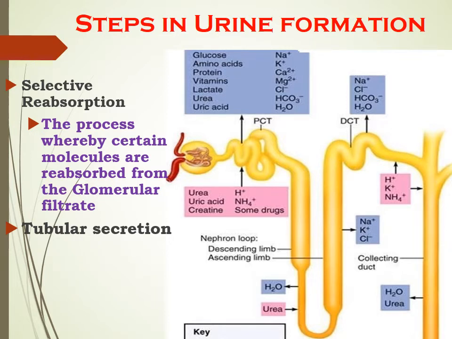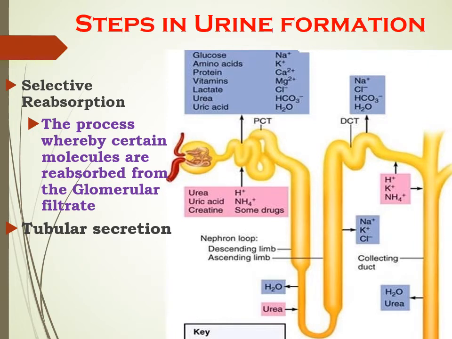Therefore, this urea, uric acid, and now come to these pink color boxes. Creatinine, hydrogen ions, ammonium ions, potassium ions, and some drugs, particularly the antibiotics that we have consumed. Correct? All these will need to be secreted again in the tubules. Now how many tubules are we having? We are having two tubules. PCT, T stands for tubule, DCT, again a tubule.